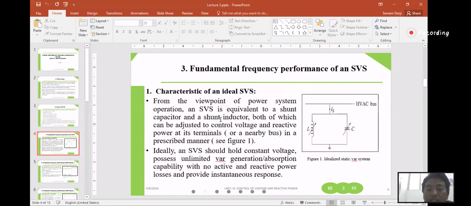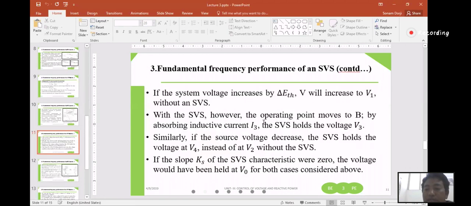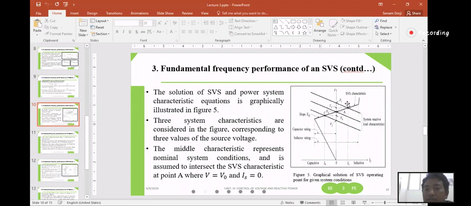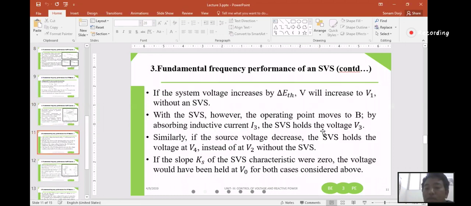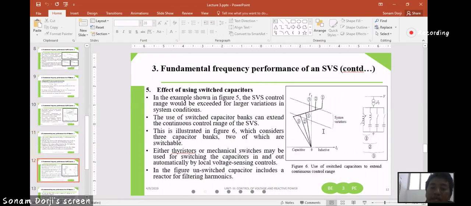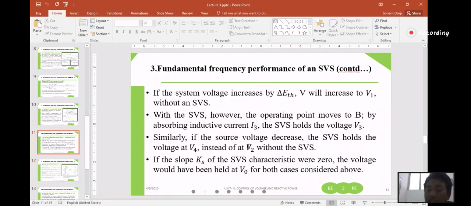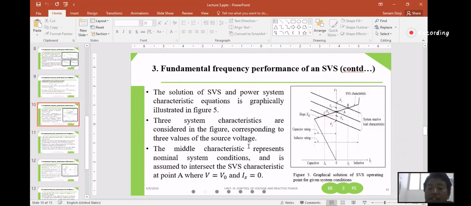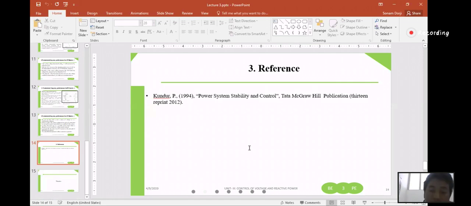Here in today's lecture, it's very important to know this one. This diagram is very, very important. You have to know the graphical solution of SVS operating point for given system condition. How you will control the voltage, this is very important. And you have to know that SVS is not a voltage source. Instead, it will just be altering the system voltage and trying to bring back or control the voltage. Most of our students understand SVS to be like a voltage source, unlike synchronous condenser. So this is all about today's lecture.